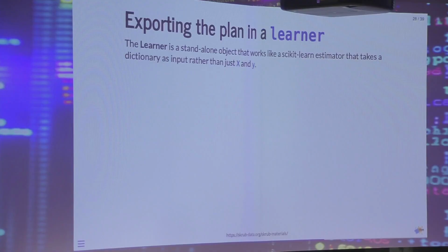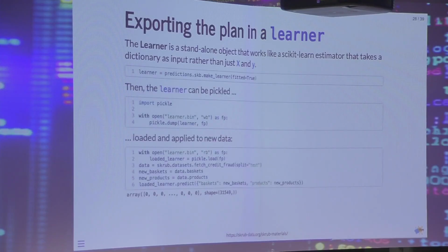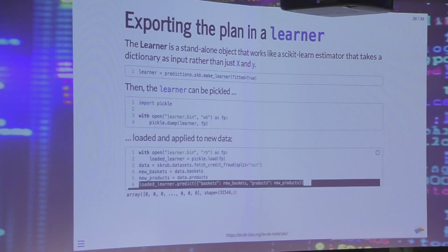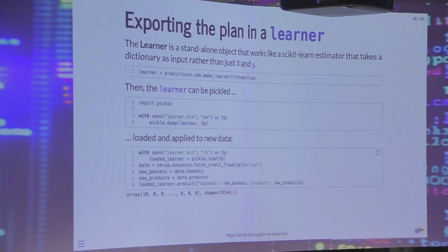You can export the full plan in a learner, which is like a scikit-learn estimator, but takes a dictionary as an input rather than X and Y, which means you can pass arbitrary values to this dictionary. And then you can save it and load it and apply it to new data. So here I loaded it in the loaded learner, and I'm passing a new dictionary with the variables that I had defined at the start.